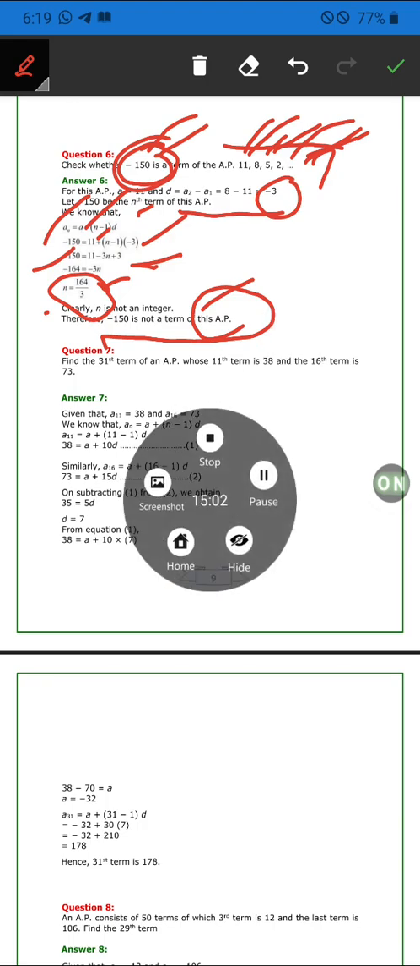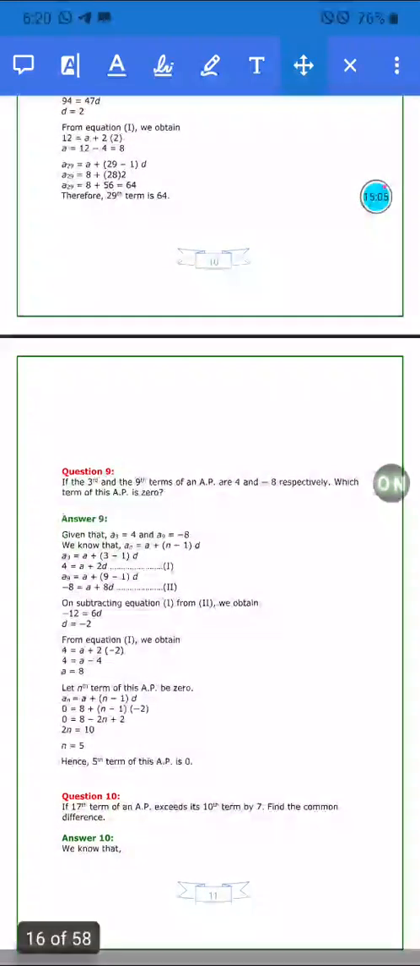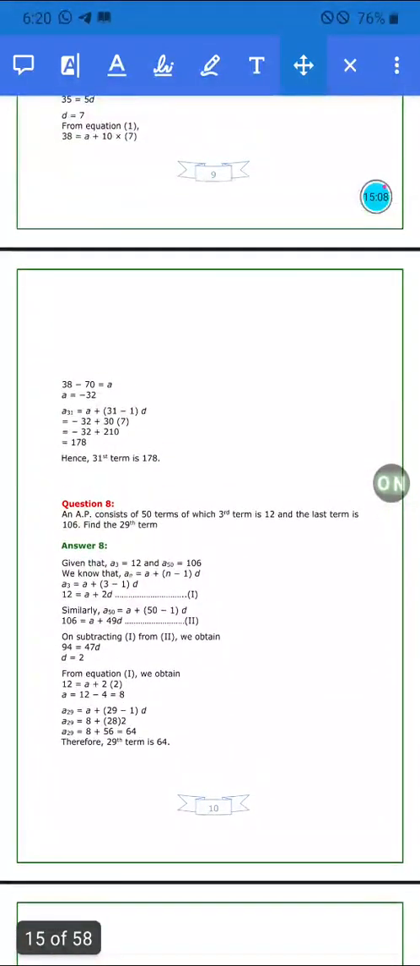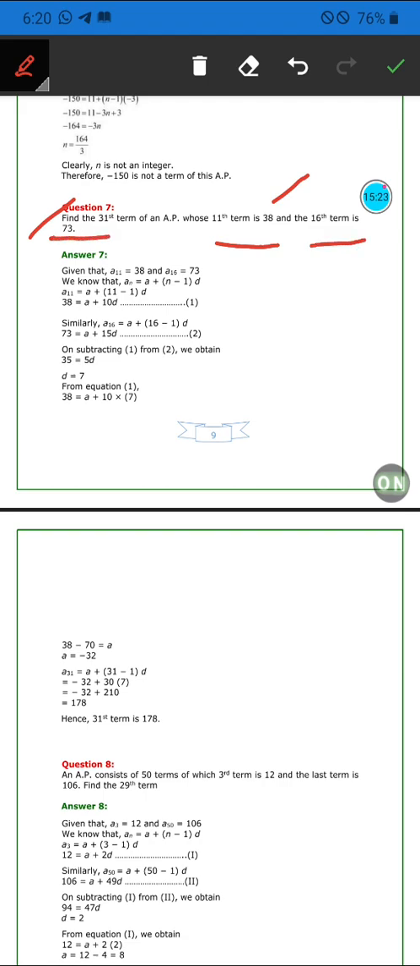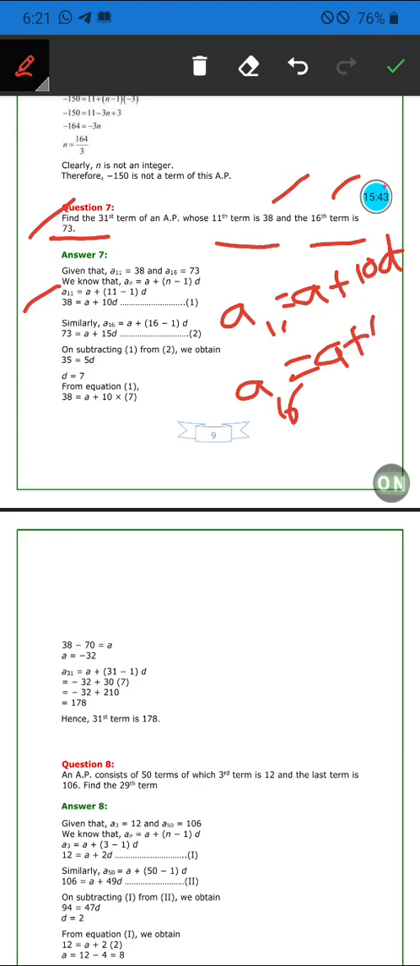Seventh question. Sorry. In the seventh question, find the 31st term of an AP. We have to find A31. What is the 11th term? 38. The 16th term is 73. Okay, so how do we write A11? A11 equal to A plus 10D. How is the 16th term? A16 is equal to A plus 15D. Okay, we can write it directly.